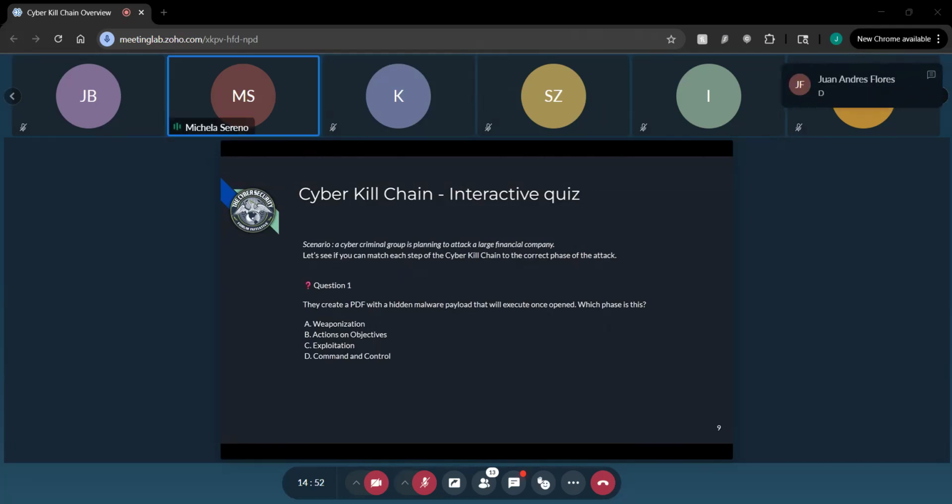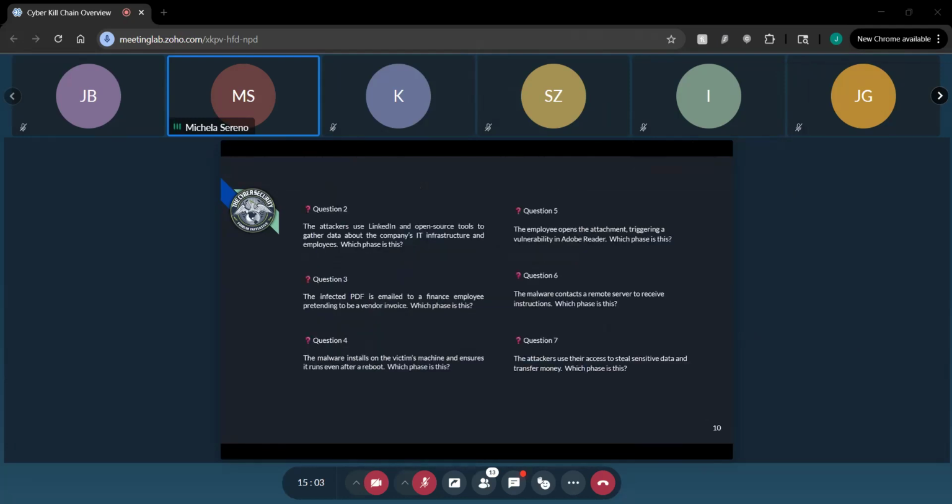Someone said weaponization. Luca, Isaiah, that's correct. Good job. It's weaponization. Okay. Question number 2. The attackers use LinkedIn and open source tools to gather data about the company's IT infrastructure and employees. Which phase would it be? There's no option here. You need to remember the phases and you need to tell me which one is it.